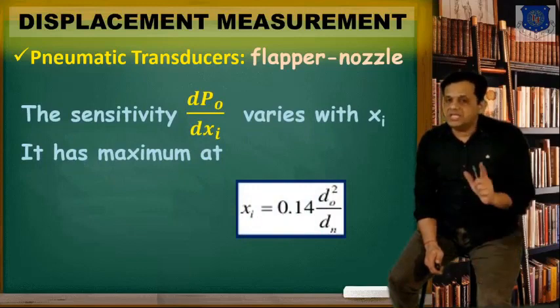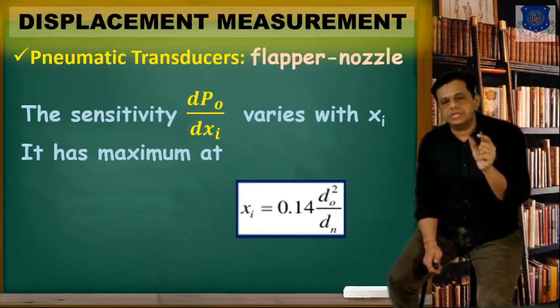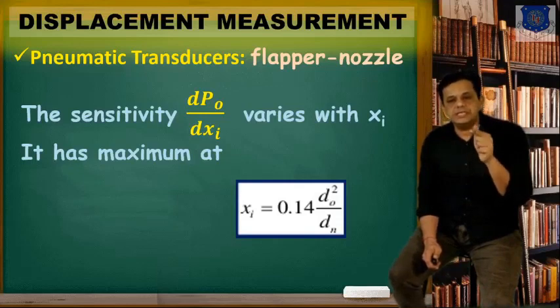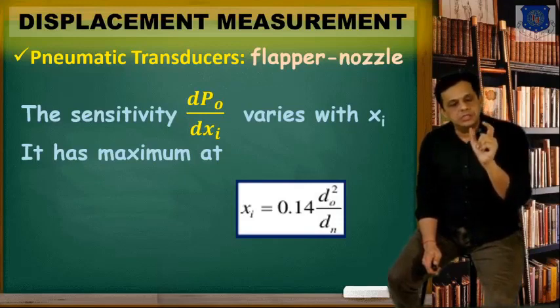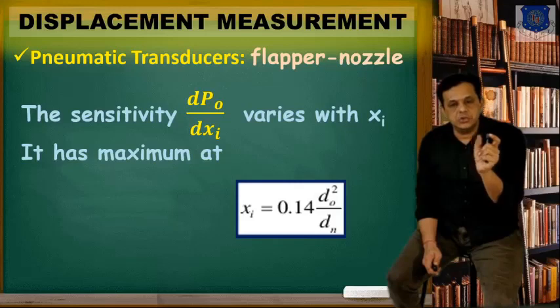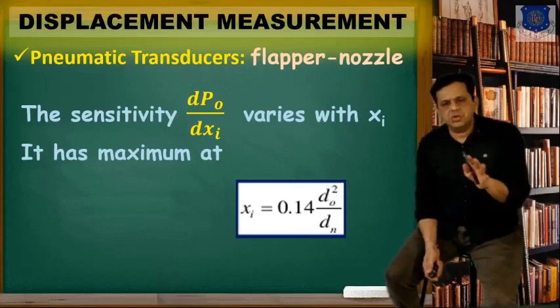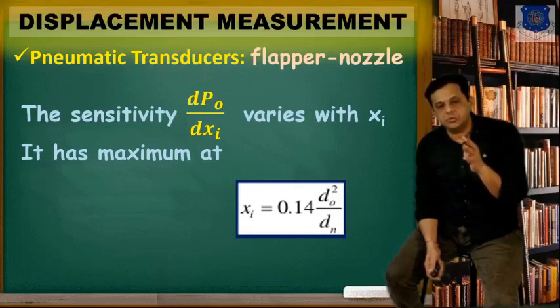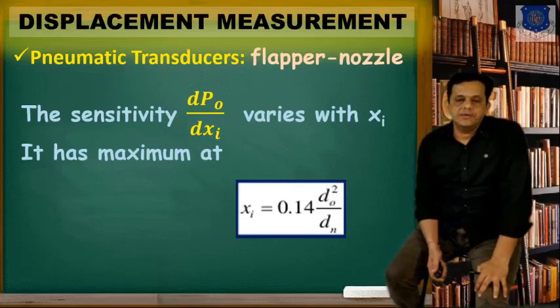And again we recall the sensitivity of this transducer, that is in terms of the output pressure to the displacement. Here it is the differentiation of the output pressure with respect to the displacement between the flapper and nozzle, that X we defined. So if you simplify the equation, we need not go into the depth, and we'll remember simply that Xi becomes 0.14 Do square upon Dm. That will be the maximum sensitivity point for our transducer.